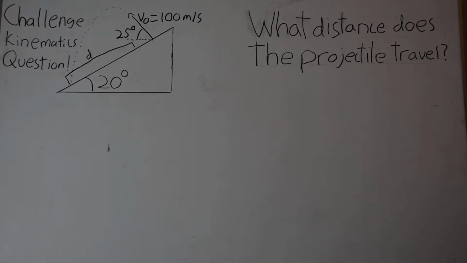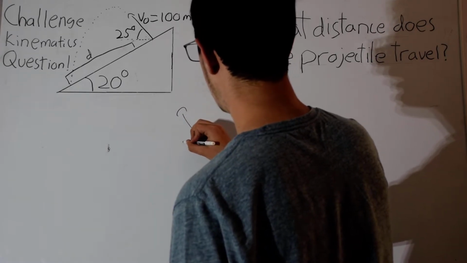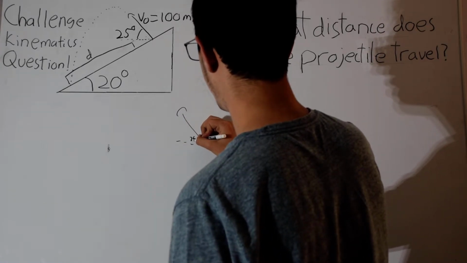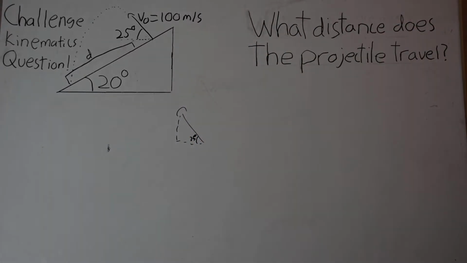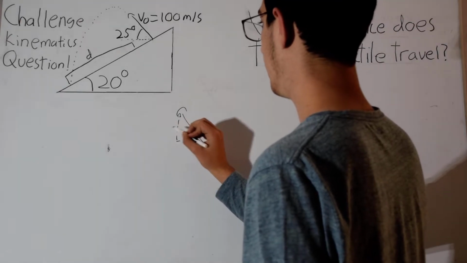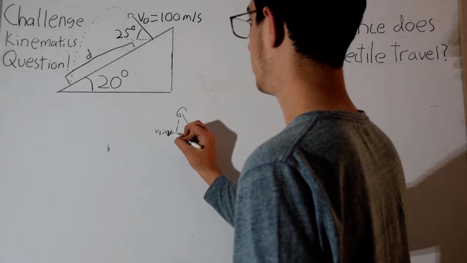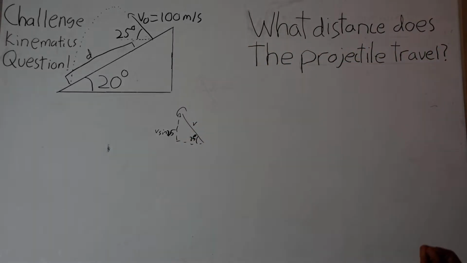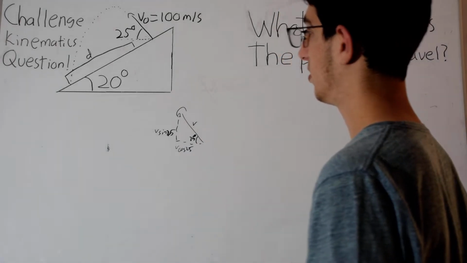Alright, so let's start with this velocity. Well, we have some velocity, and we know the angle, 25 degrees, that it's being launched at with respect to the horizontal. So, we know that this vertical component of the velocity is going to be the velocity sine 25, and this horizontal component of the velocity is going to be the velocity cosine 25.